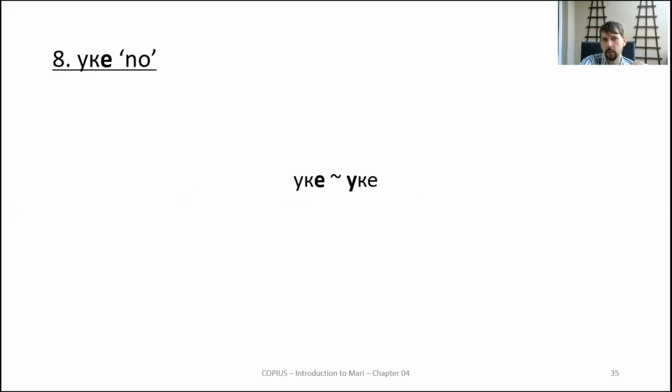We learn how uke, which we have already met as an existential negator, there is no so-and-so, can also just be a no reply. So, have you done it? No. And the stress on this word can shift. You can have either uke or uke.